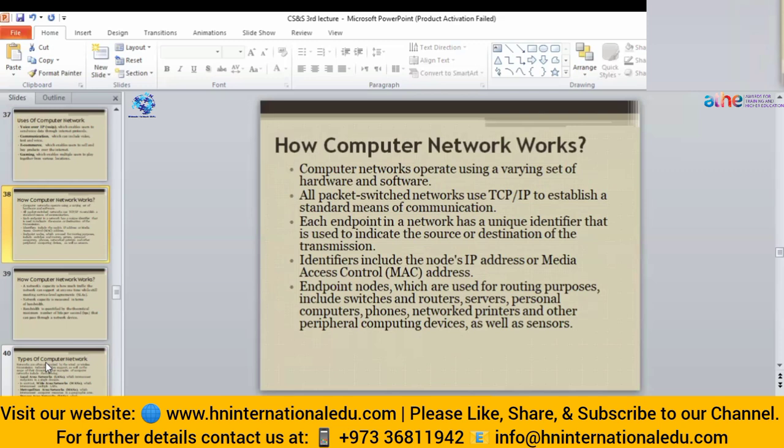How does a computer network work? As we have discussed different components, now we will summarize that. The computer network operates using a varying set of hardware and software. We have discussed these hardware and software. All packet switched networks use TCP/IP to establish a standard means of communication. So all the computers follow the same protocol so they can communicate with one another. Each endpoint in the network has a unique identifier that is used to indicate the source or the destination of the transmission. Like we have assigned unique addresses to each computer, so we can identify the source and the destination for the communication.